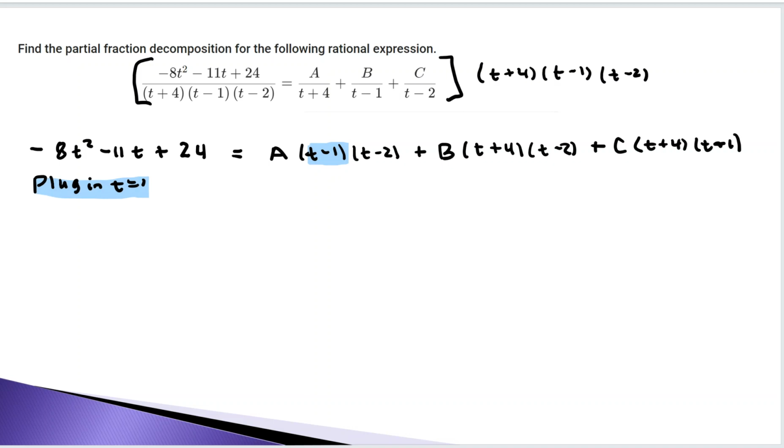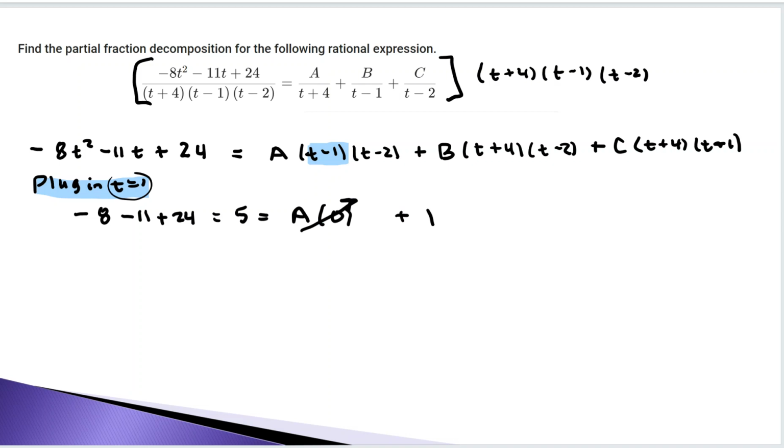When I do that on the left, I've got negative 8 times 1 squared minus 11 times 1 plus 24. And that works out to negative 8 minus 11 plus 24, which is 5. On the right side, I've got a times, I'm plugging in t equals 1, so 1 minus 1 is 0. Oh, that goes to 0.